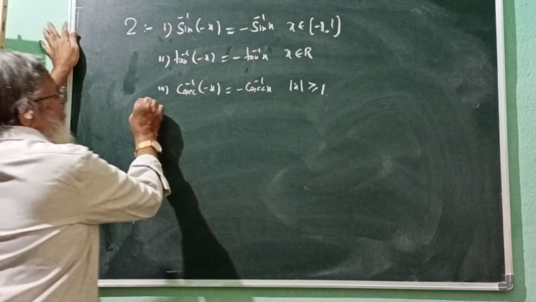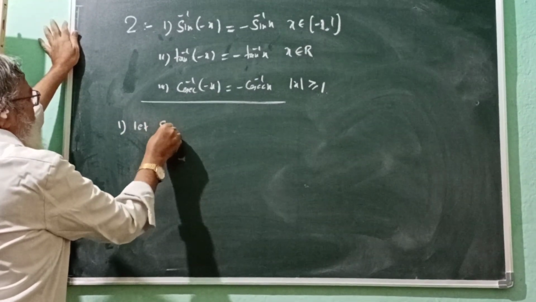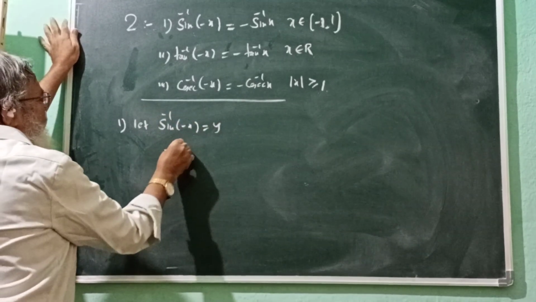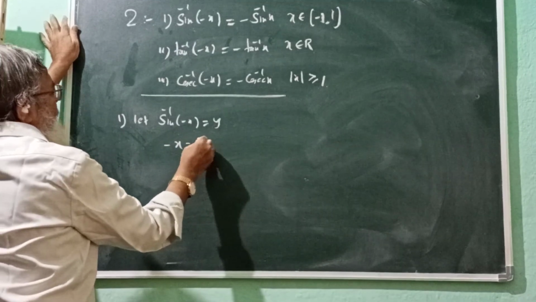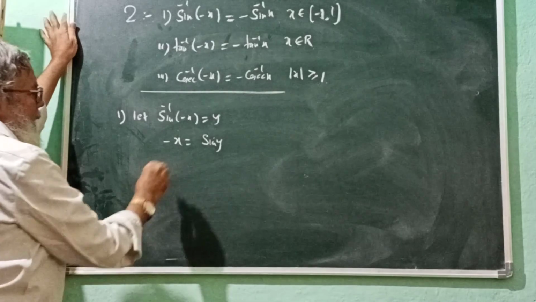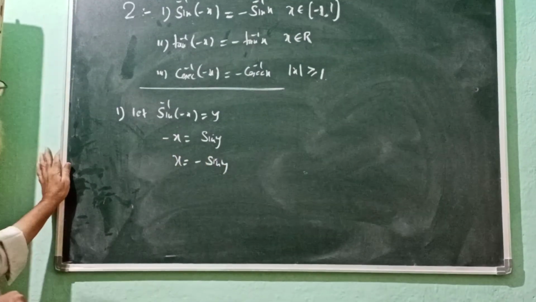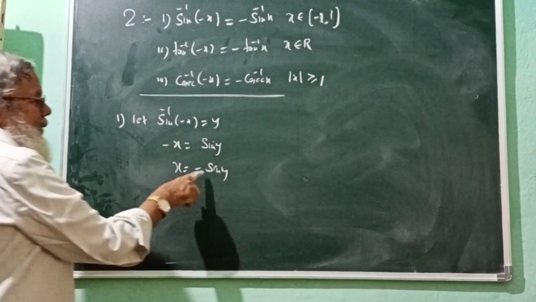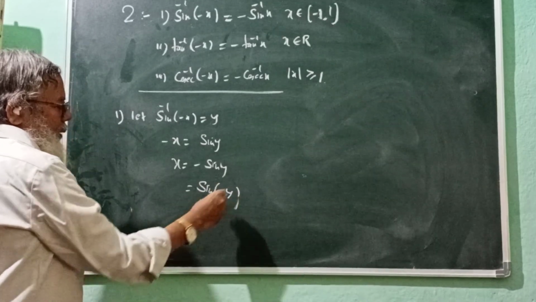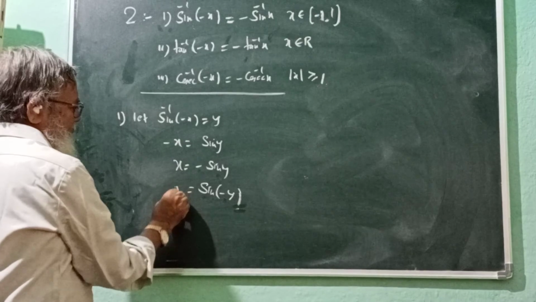So for this, let us take the first one. We suppose let sin inverse of minus x is equal to y. Then minus x is equal to what? By the definition, sin y. Multiply by minus: x will become minus sin y. But this minus sin y, we can write, since minus sin theta is equal to sin of minus theta. Look here: sin of minus theta is minus sin theta. We can write this here.